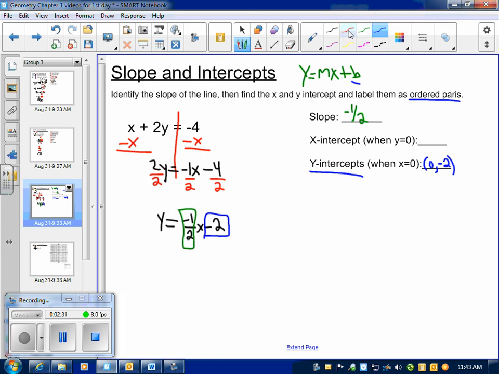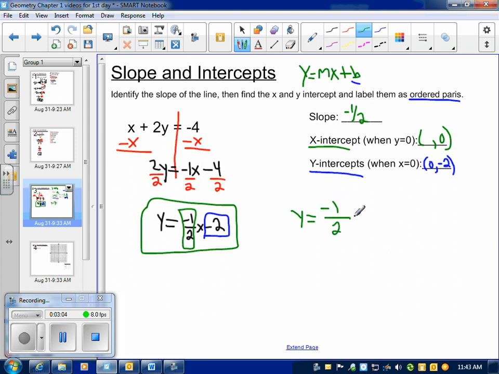The next thing we need to do, and this requires probably the most work, is to find the x-intercept. Well, the x-intercept, we'll give you a hint here, is when the y value is equal to 0. So to find the x-intercept, we actually know that in our ordered pair, y is equal to 0. Well, what I'm going to do is take this expression here, y equals negative 1/2 x minus 2.